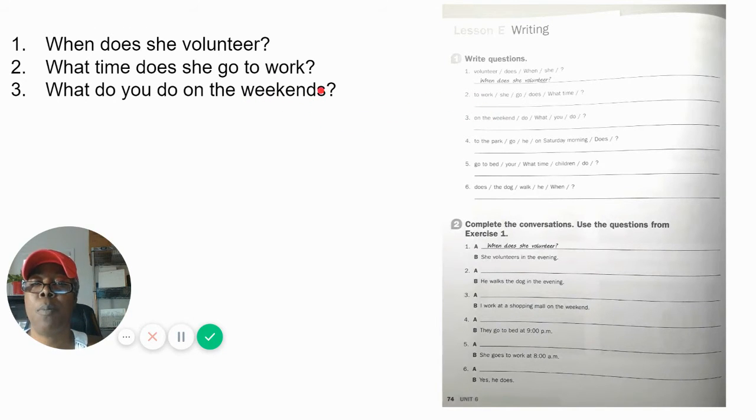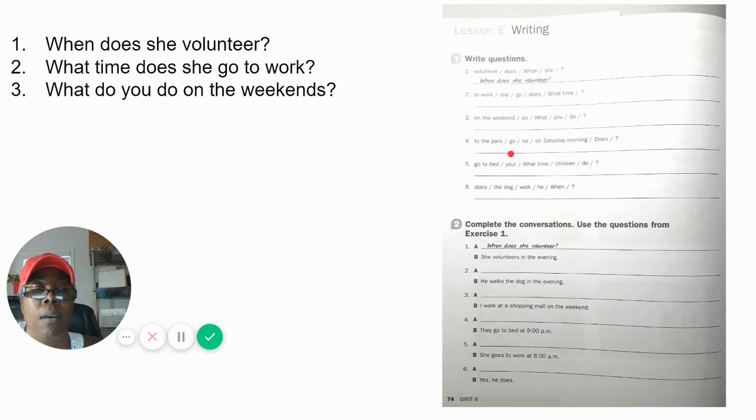In singular form, what do you do on the weekend? We don't ask it that way. If it's only one weekend you're talking about, we would say, what are you doing this weekend? This is one weekend. What are you doing this weekend? Because we're talking about one weekend. But if we're talking about many weekends or every weekend, then we say, what do you do on the weekends? Okay. All right. Number 4.